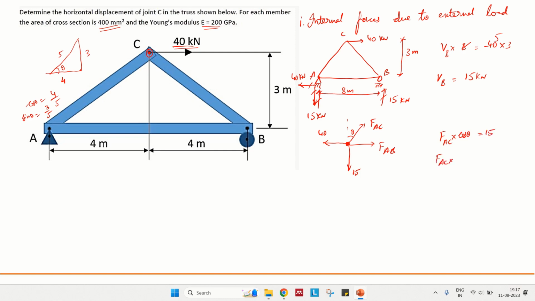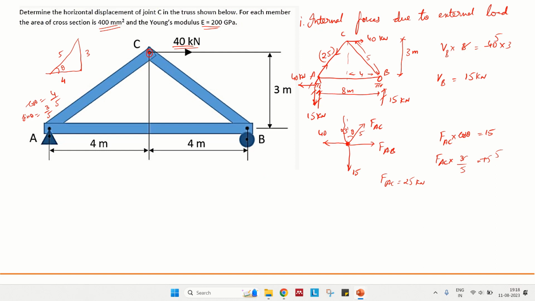minus 15 equal to 0. So FAC, so cos theta is again, how much is this length? This is the height direction, so this is 3, and hypotenuse is 5. You can see here, this is 4, the height is 3, and this length will be 5. So FAC cos theta is 3 divided by 5, and that is 15. So FAC is 25 kilonewtons. As we got it as positive, that means it is in tension. So this is in tension, 25 kilonewtons.